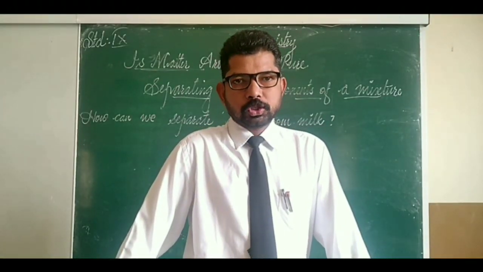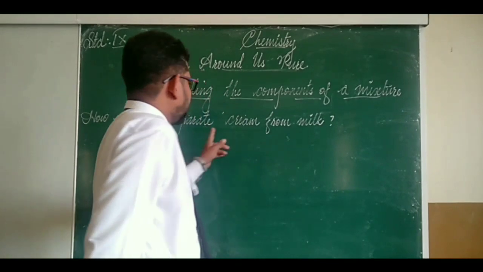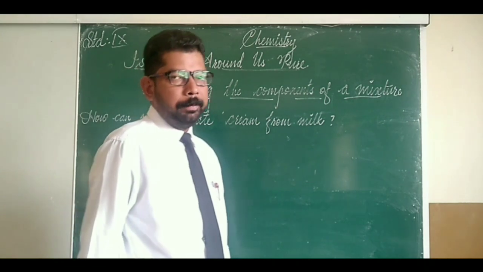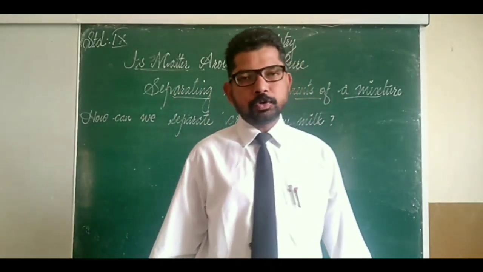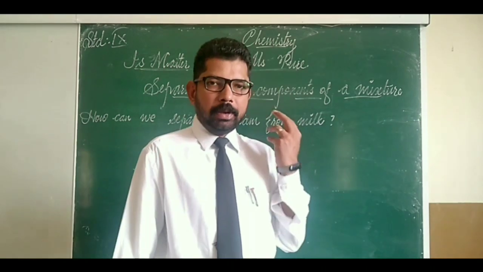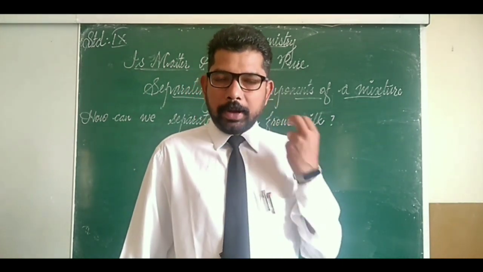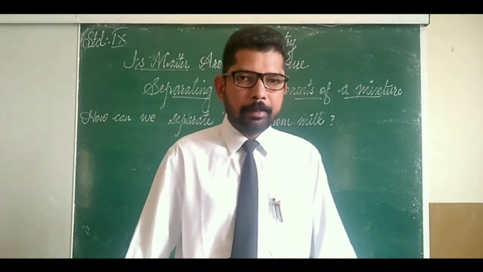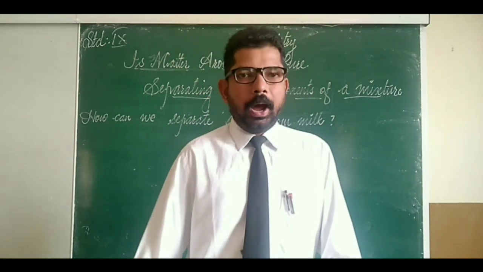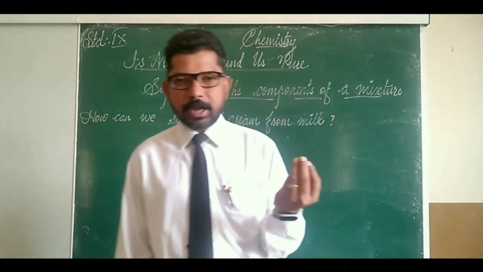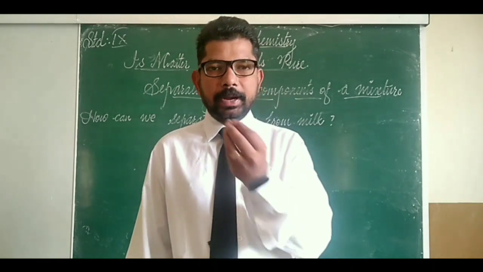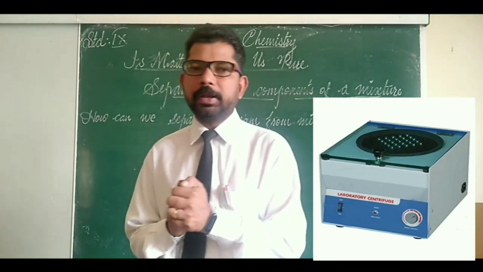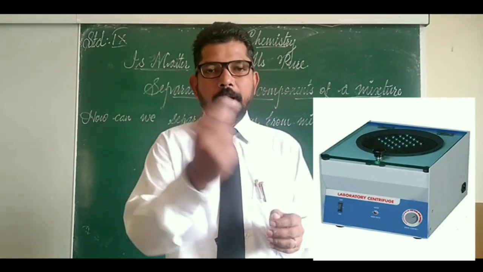Now we are going to learn how we can separate cream from milk. Nowadays we know different types of milk are available in the market. It will be toned, double toned or full cream milk. We can take some full cream milk and add it to a test tube, and with the help of a centrifuging machine that is available in our lab, we can centrifuge it.